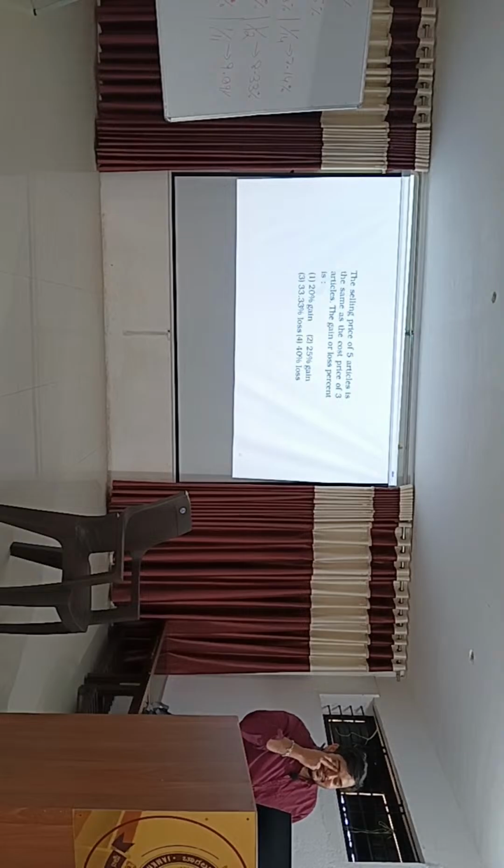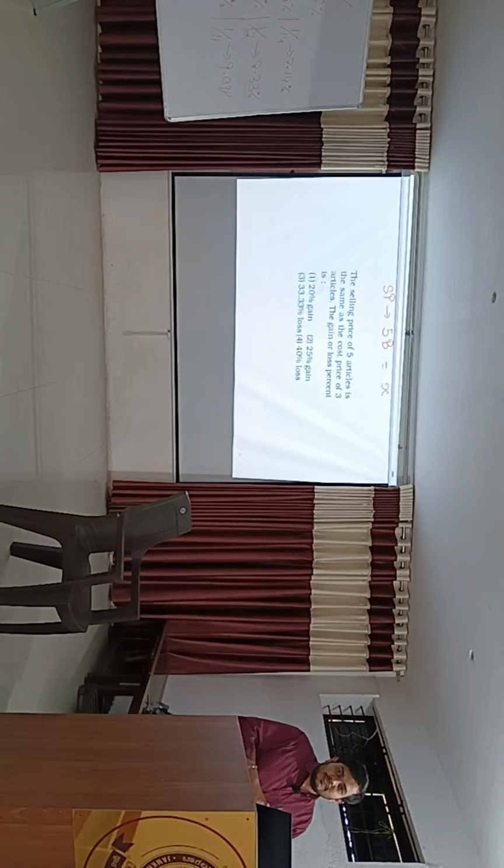40%. Selling price of 5 articles. If I sell 5 books, the price is X. At X price, I sold 5 books. With the same X price, I am able to buy how many books? 3 books. Definitely it is a loss.